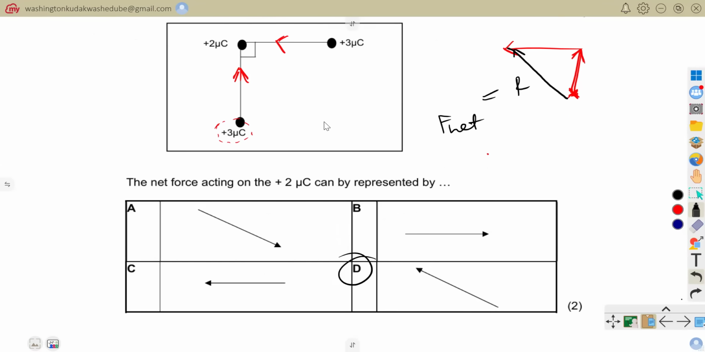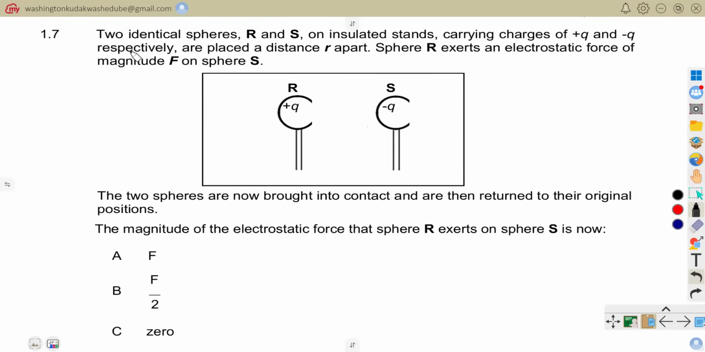Let's go to 1.7. So 1.7 is saying two identical spheres, R and S, on insulated stands carrying charges of positive Q and negative Q, respectively, are placed a distance R apart. These are the positive and negative charges or spheres. Sphere R, which is this one, exerts an electrostatic force of magnitude F on sphere S. So we already know the force that is being exerted here. So R exerts a force of F.